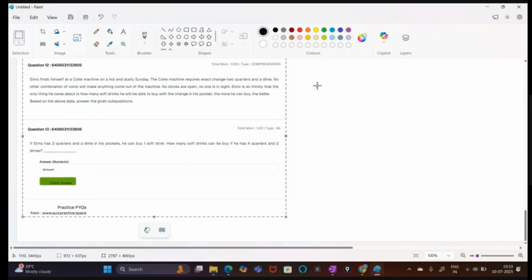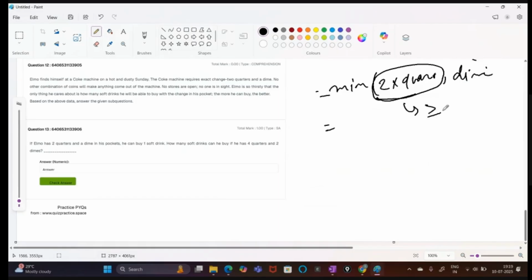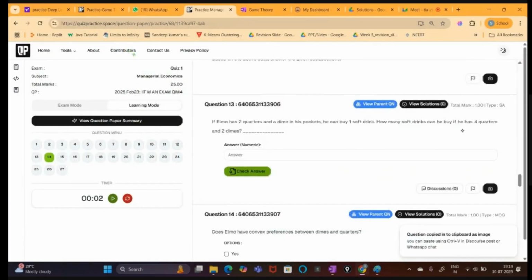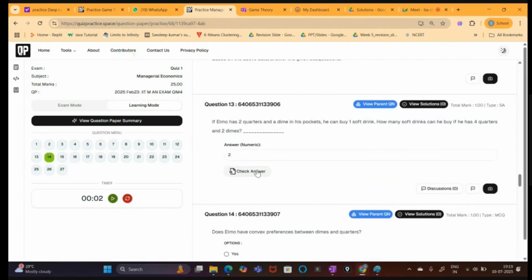So for this, we take the minimum of 2 into quarter, comma dime. Okay, this is the formula for this. But you need to take care of this: quarter should be greater than or equal to 2 into dime. Then only this formula will work, right? So what can we give as the answer? Yeah, 4 quarters and 2 dimes. So the minimum is 2. The answer is C.